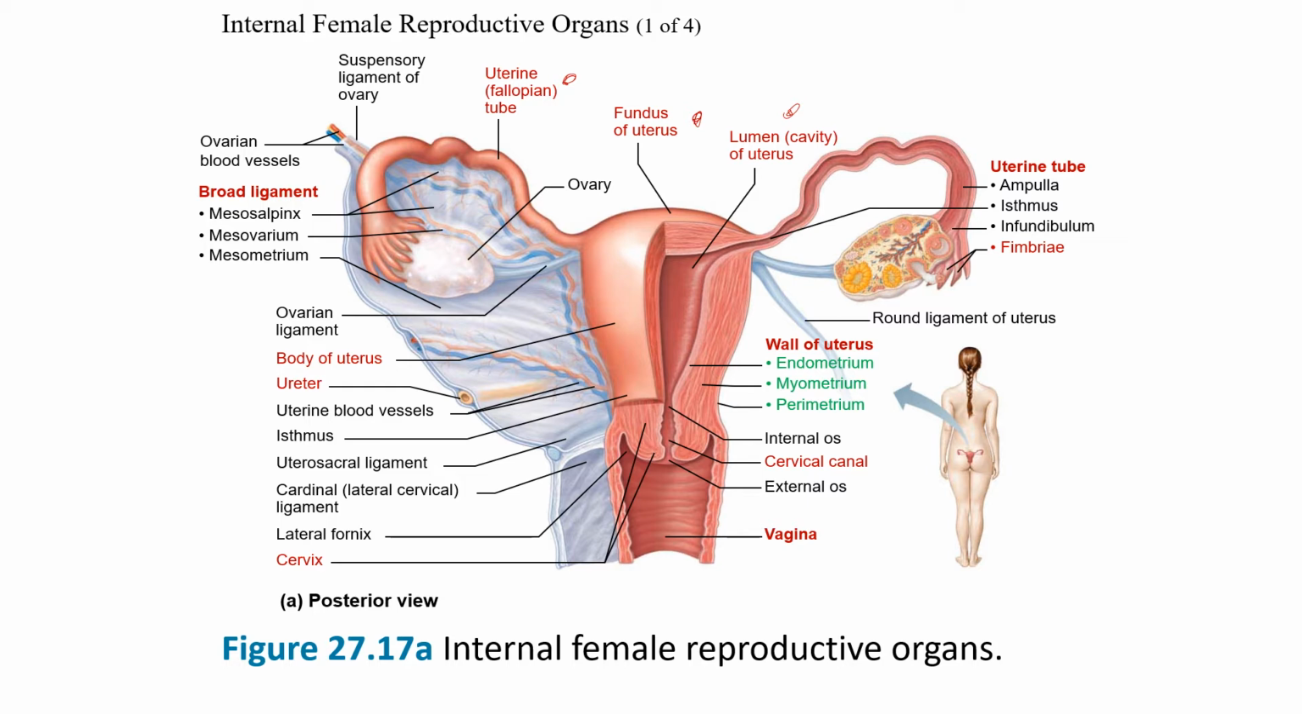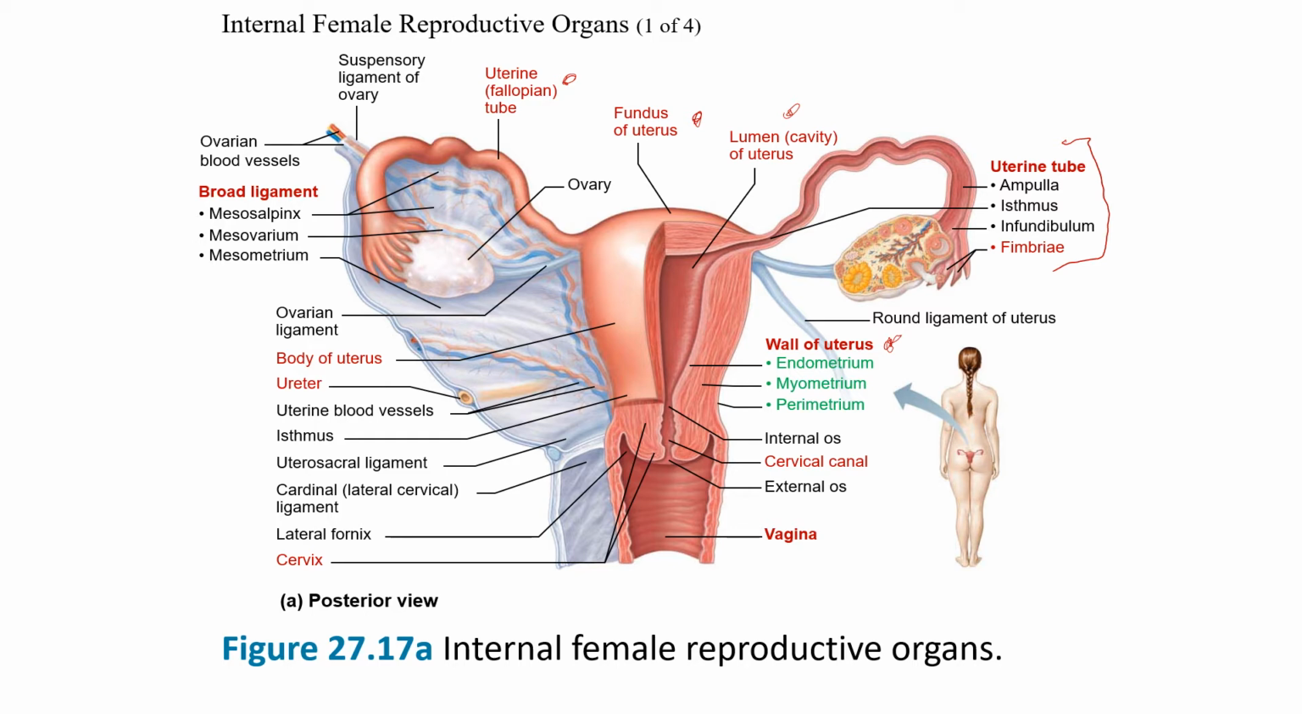Here are the parts of the uterine tube, and the fimbriae are these finger-like projections that are going to undulate and pull the ovulated ova into the infundibulum, then into the ampulla, and into the uterine tube. If we look at the wall of the uterus, notice that there are 3 layers that you need to know: the endometrium, the myometrium, and the perimetrium.